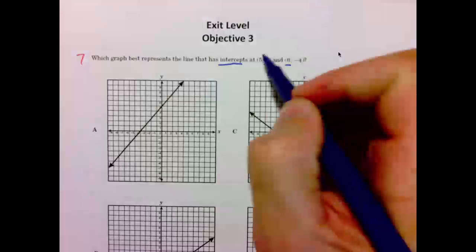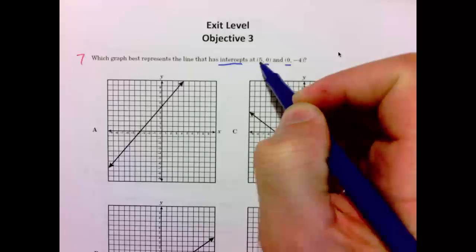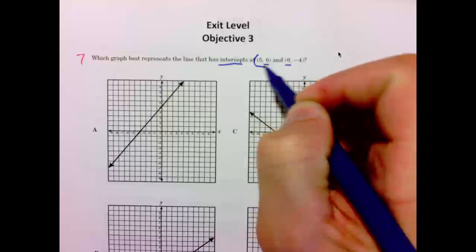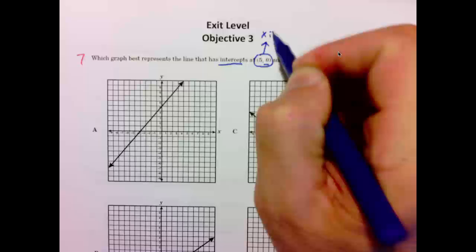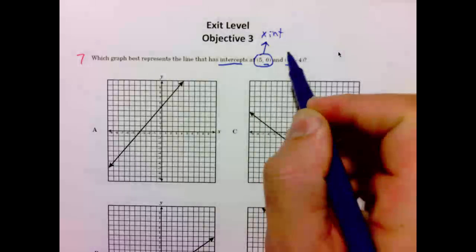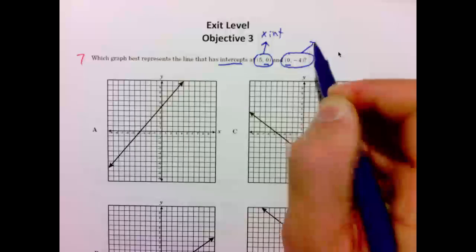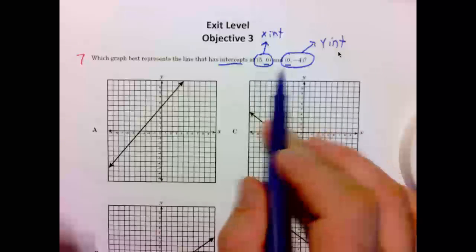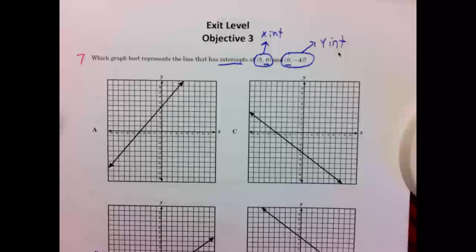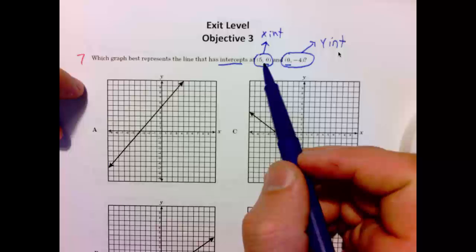This is an x-intercept. Clearly the non-zero value is in the x position. X-intercept. This is a y-intercept. Y-intercept. At the intercepts, one of the coordinates is always 0. So we're looking for an x-intercept of (5, 0). That is, on the x-axis, we will be moving 5 to the right.